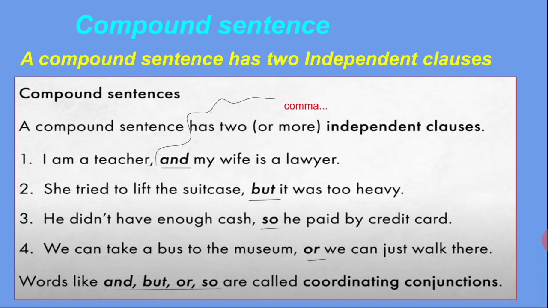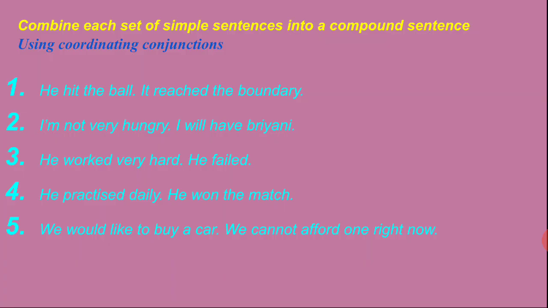Okay, we can take a bus to the museum or we can just walk there. So two independent clauses are connected with a conjunction. What are the conjunctions here? And, but, so, or. Words like and, but, or, so are called coordinating conjunctions. So in the next slide, you're going to combine each set of simple sentences into a compound sentence using coordinating conjunctions.